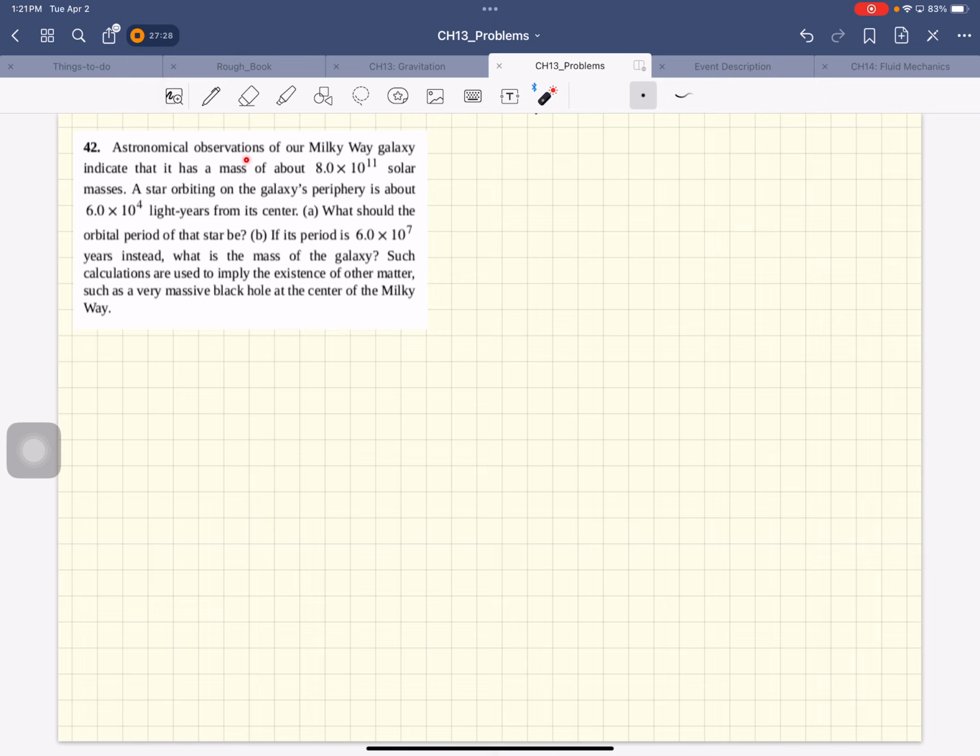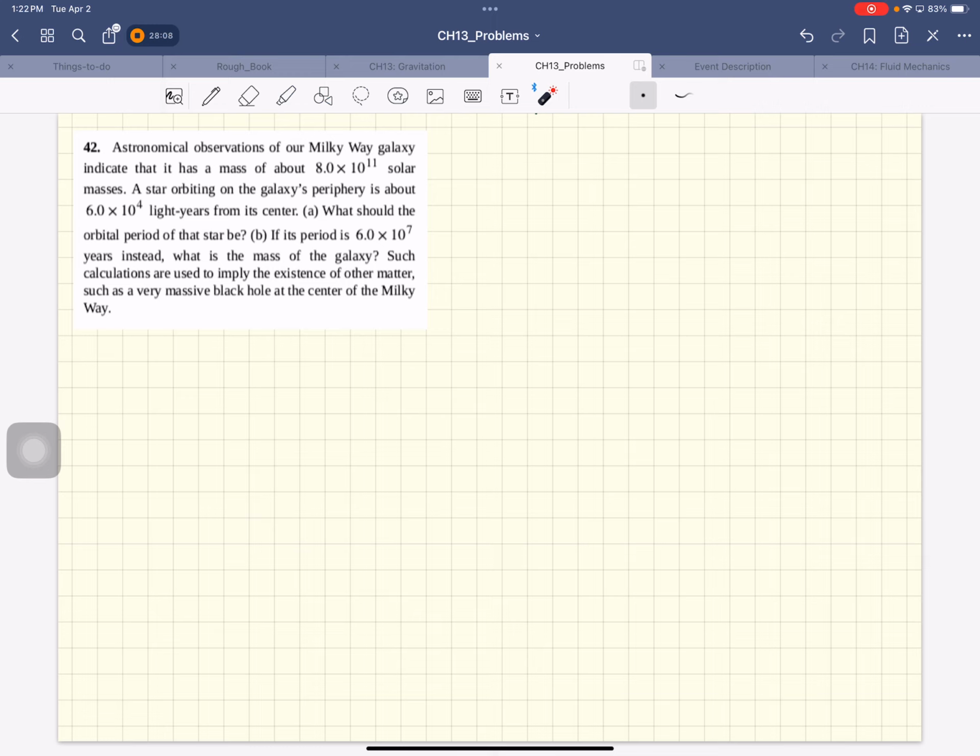So, astronomical observations of our Milky Way galaxy indicate that it has a mass of about 8 times 10 to the 11 solar masses, 800 billion solar masses. A star orbiting on the galaxy's periphery is about 6 times 10 to the 4 light years from its center. What should the orbital period of this star be? So this is going to show you the evidence for dark matter, okay?